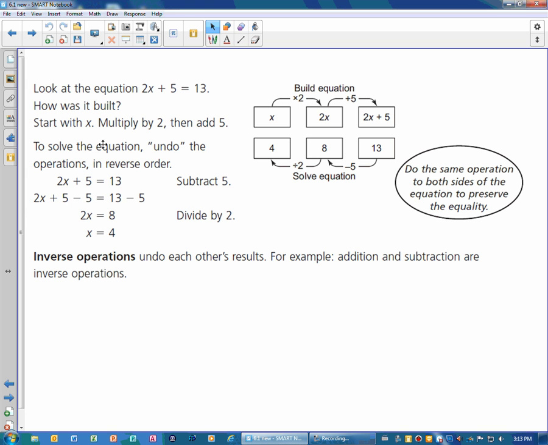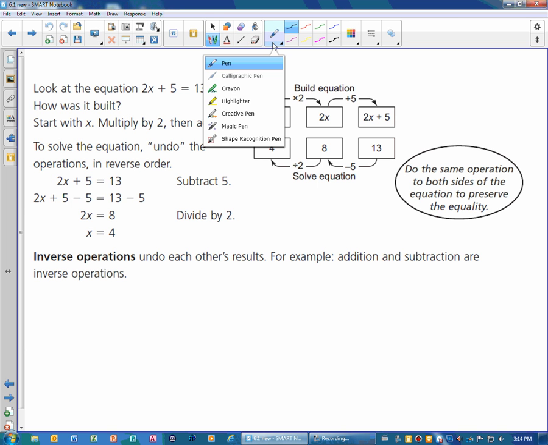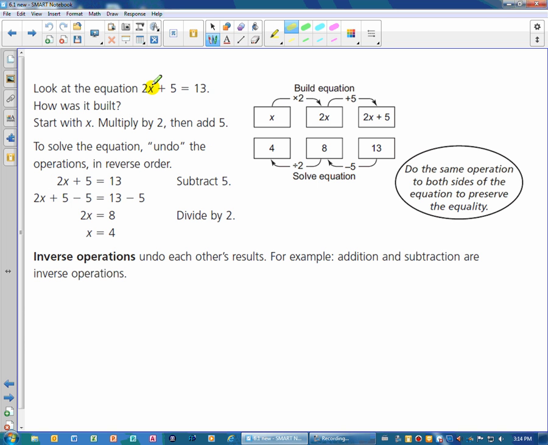They start off with this example that says, look at the equation 2x plus 5 equals 13. And they ask you, how was it built? They say start with x, okay? So x is the unknown right here. And then they said, look at the things that are happening to x.